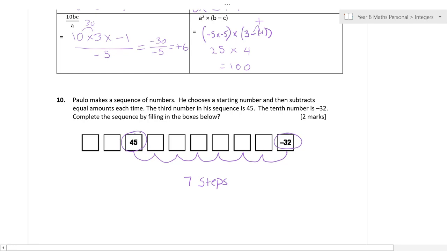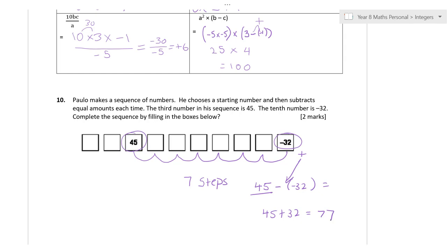Now, in actual fact, if I go from 45 and I want to subtract, say, minus 32, that would be the same as 45 plus 32, because my 2 negatives multiplied becomes a positive. Now, you're probably asking why we're doing this. Well, we've got a difference of 77 or negative 77, depending on which way you're going. So if I'm going from the left to the right, I've got a difference of minus 77, which means that we're actually going down, given that each 7 steps.